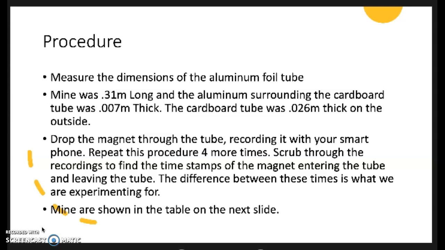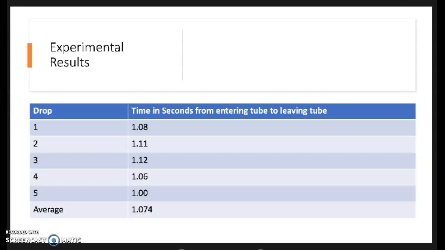Find the timestamps of when the magnet enters the tube and then leaves the tube. The difference between these times is what we are experimenting for. Mine are shown on the table on the next slide. Here are my results. I got an average of 1.074 seconds that the magnet was in the tube.